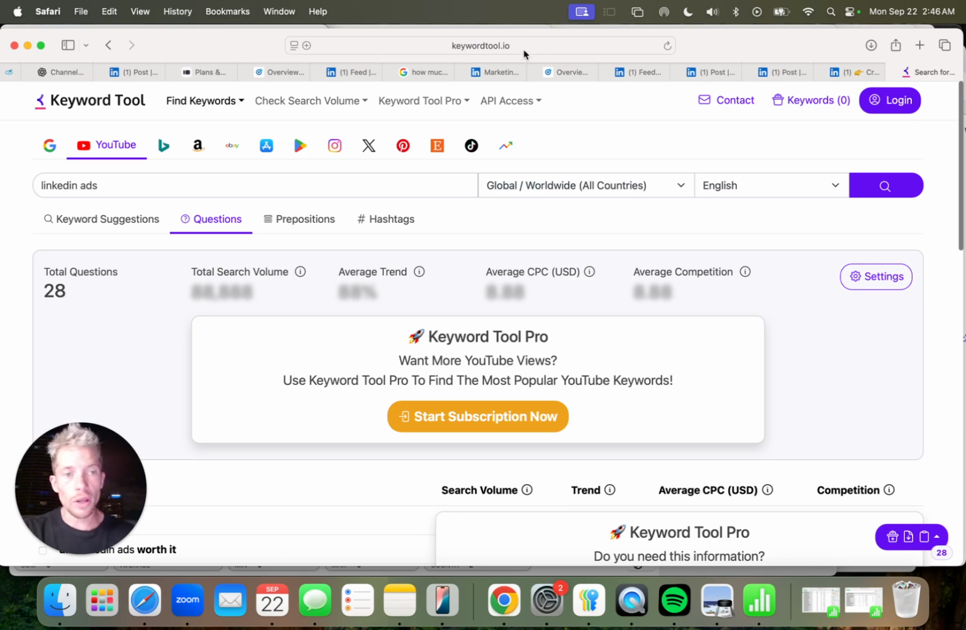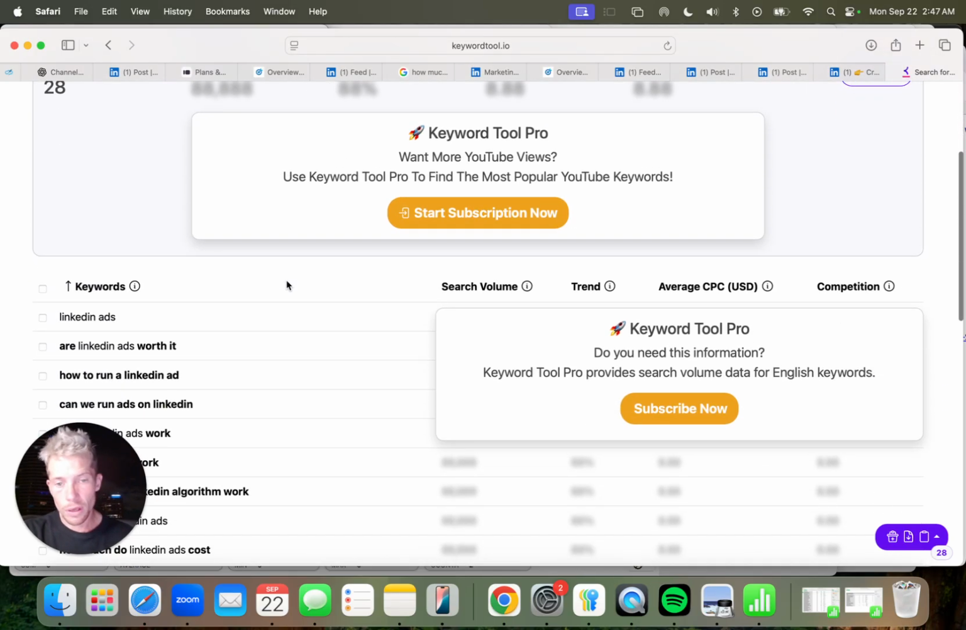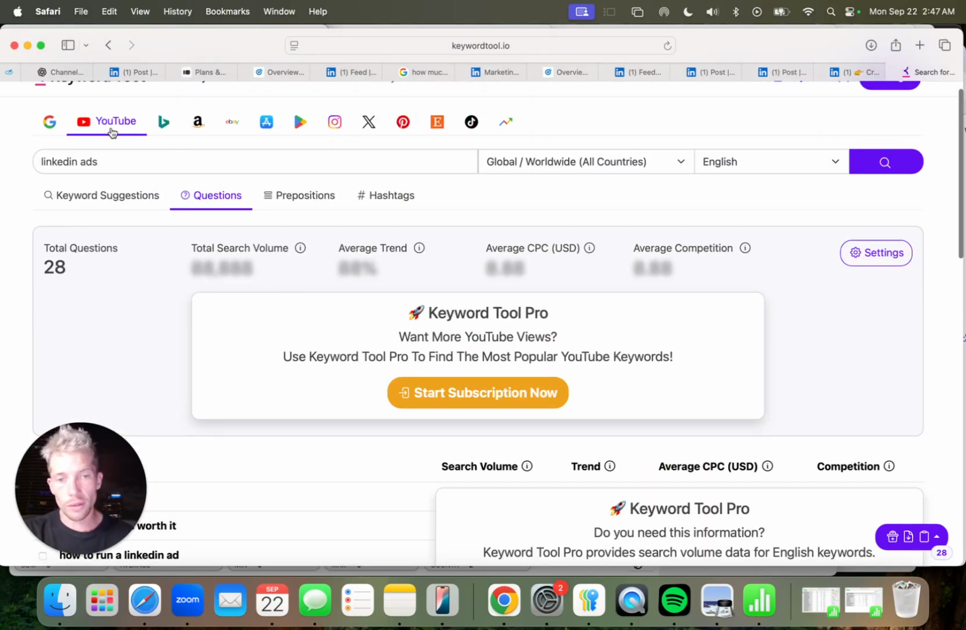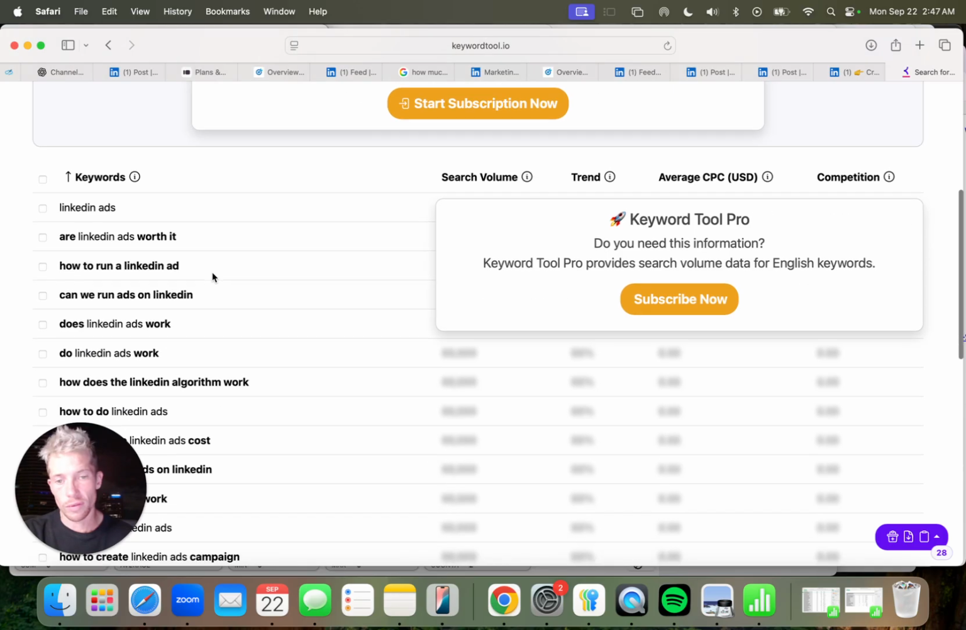So just a little tip too, this is keywordtool.io. I use this a lot because if you're doing a webinar, like if I want to make one about running LinkedIn ads, which we do a lot of, this can be some of the questions. I can click YouTube mode here and just see some of the questions.